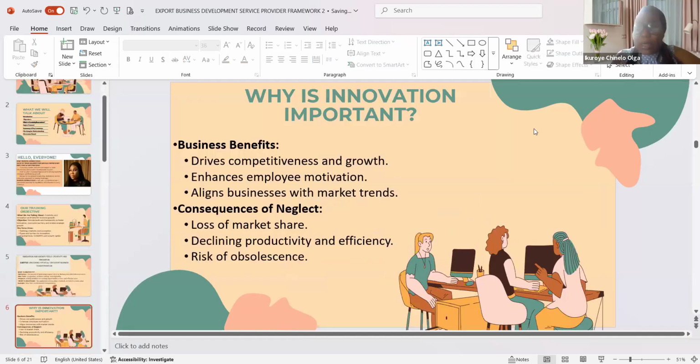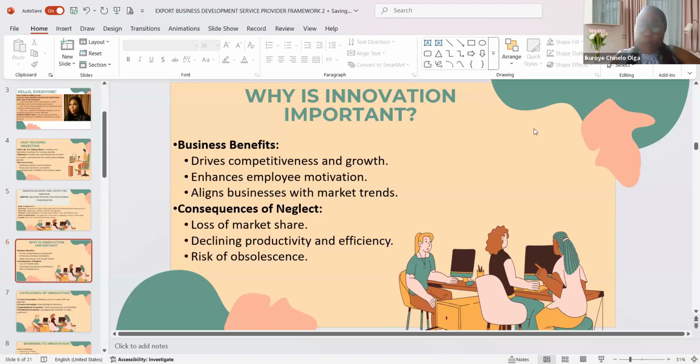We go to the next slide. Why is innovation important? When you see this kind of question, you should ask yourself if innovation is critical or it isn't. And it is critical, especially for starters. It keeps your business competitive and aligned with market trends. Innovation drives growth and even motivates employees because they feel like they're part of something dynamic.